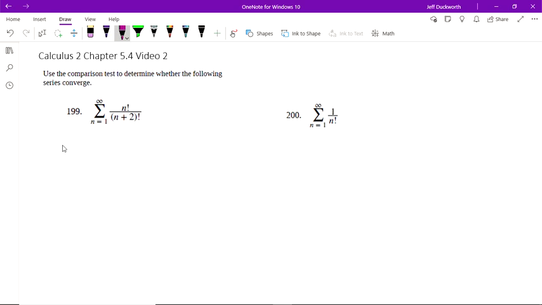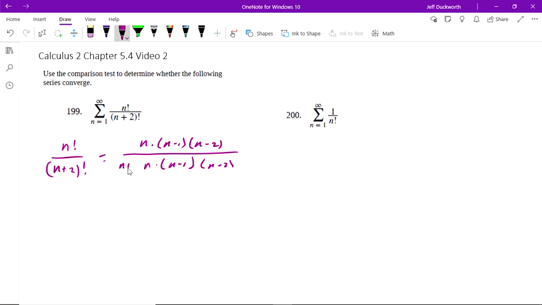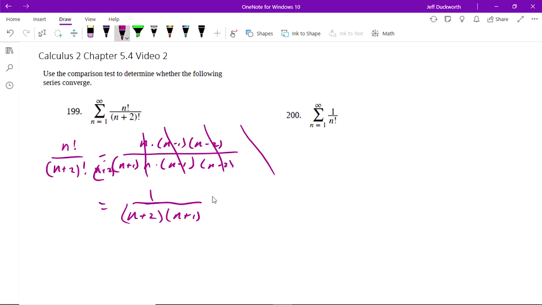So let's take n factorial over n plus 2 factorial. So this is n times n minus 1 times n minus 2 and so forth, right? Whereas this guy here is n times n minus 1 times n minus 2, but it's also got n plus 1 and n plus 2 around it at the bottom. So all of these cancel, everything else cancels, and we're left with 1 over n plus 2 times n plus 1. All right.